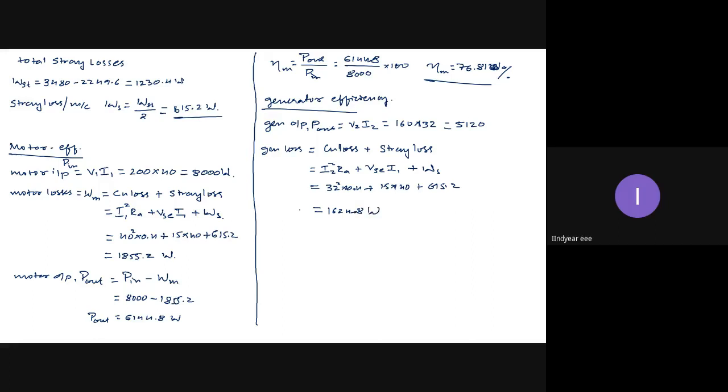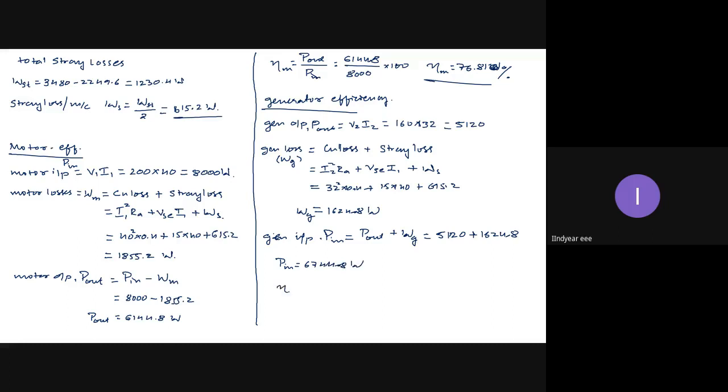Watts. So this is WG, generator input. Pin is equal to generator output P out plus generator losses WG. So it is 5120 plus 1624.8, which is 6744.8. So P in is 6744.8 watts.